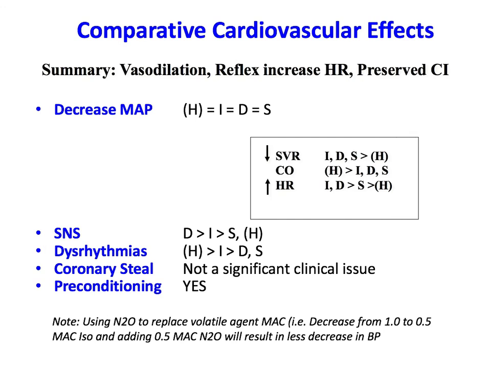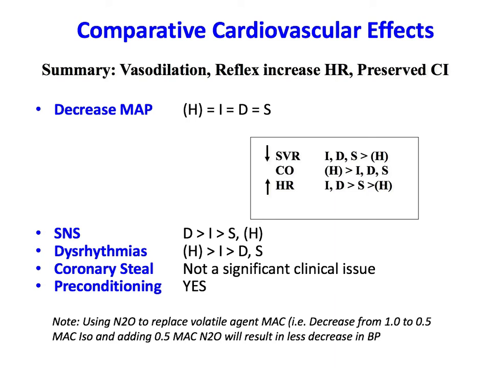So let's look at some comparative cardiovascular effects now. In summary, the volatile anesthetics are vasodilators. There is a reflex increase in heart rate, and cardiac index tends to be preserved. If we look at the decrease in mean arterial pressure, isoflurane, desflurane, and sevoflurane at equal MAC concentrations do it quite equally. The sympathetic nervous system tends to be stimulated most by desflurane, somewhat by isoflurane. Dysrhythmias are most common with halothane and much less so with the other modern volatile anesthetics, isoflurane, desflurane, and sevoflurane. Coronary steal doesn't seem to be a significant clinical issue, and preconditioning does occur with volatile anesthetics.